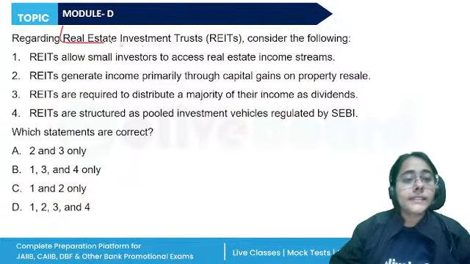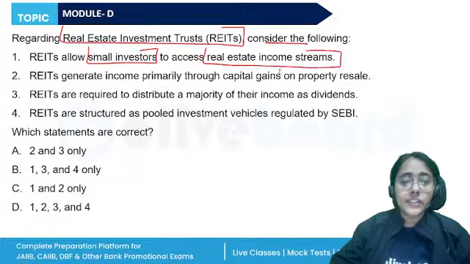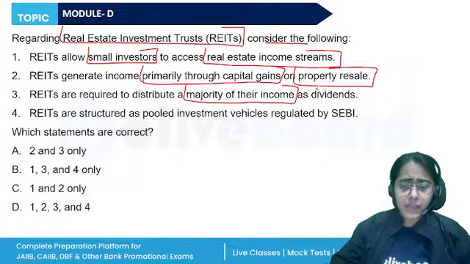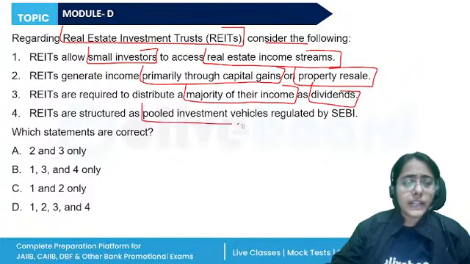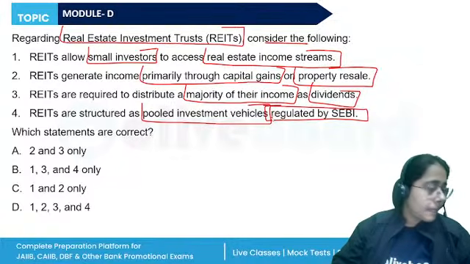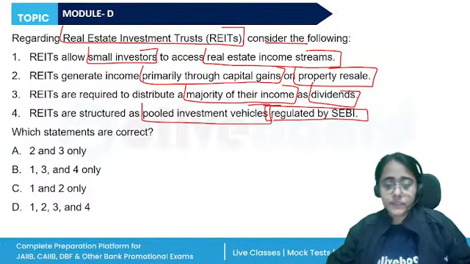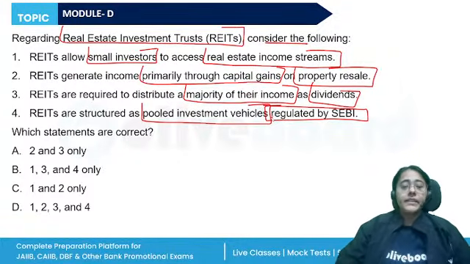Regarding real estate investment trusts, consider the following. It allows small investors to access real estate income streams. It generates income primarily through capital gains on property resale. They are required to distribute a majority of their income as dividends. REITs are structured as pooled investment vehicles regulated by SEBI. Which statements are correct about the real estate investment trust?